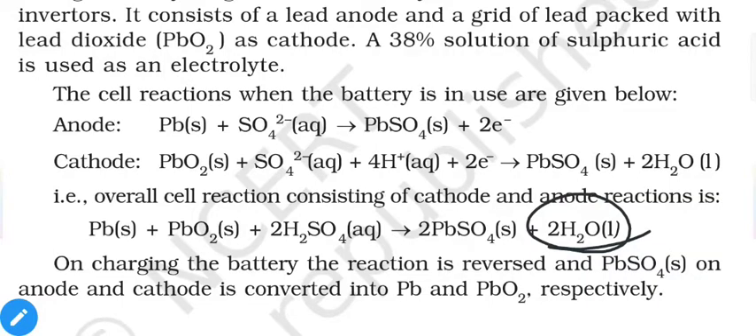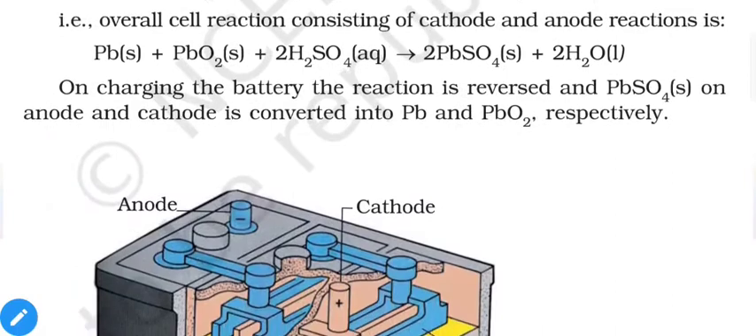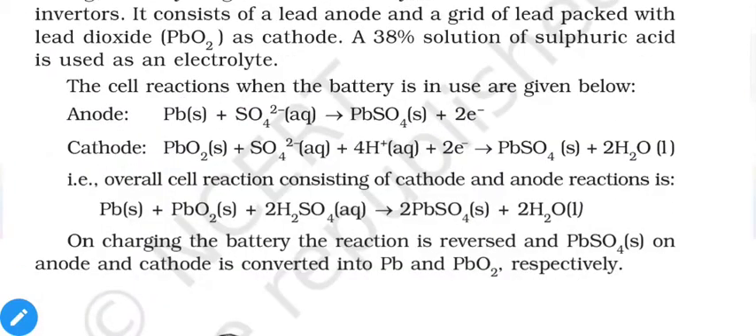So as we can see, we have pure water produced during the reaction, so it will be our product during the discharge process, and it will be our reactant during the charging process, as we are going to discuss. Now on charging the battery, the reaction is reversed and PbSO4 on the anode and cathode is converted into Pb and PbO2 respectively. So that means when we charge our battery, the actual reaction will be reversed. That means you can use the same reaction in the opposite direction.